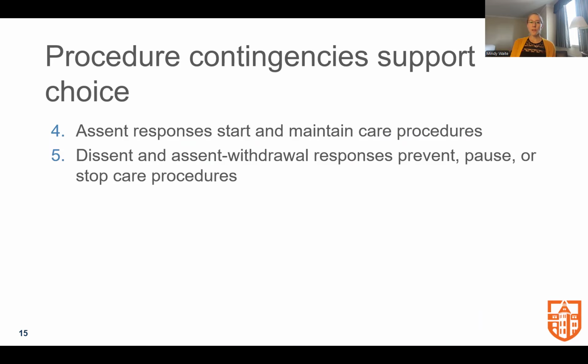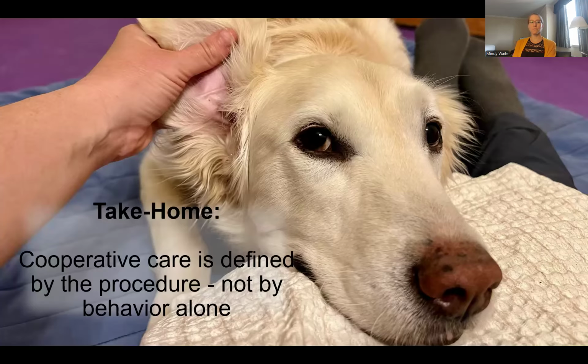And the last grouping of components is that the cooperative care procedure contingencies must support meaningful choice by the animal. And so what this means is that the procedure must have contingencies programmed in, whereby assent responses start and maintain the care procedures, but dissent and assent withdrawal responses continuously either prevent, pause, or stop those care procedures.